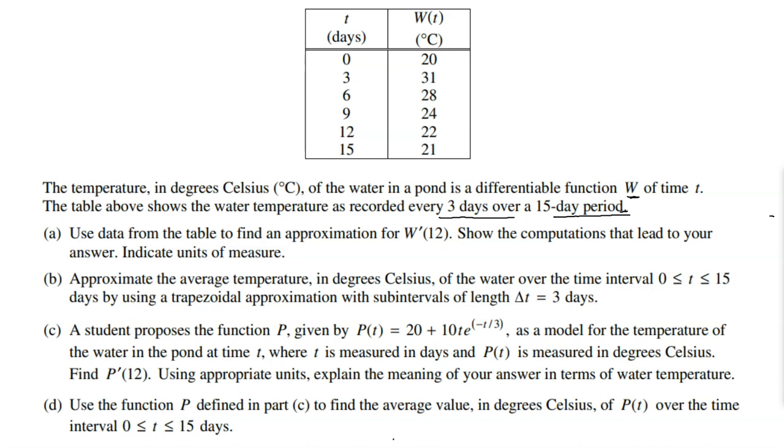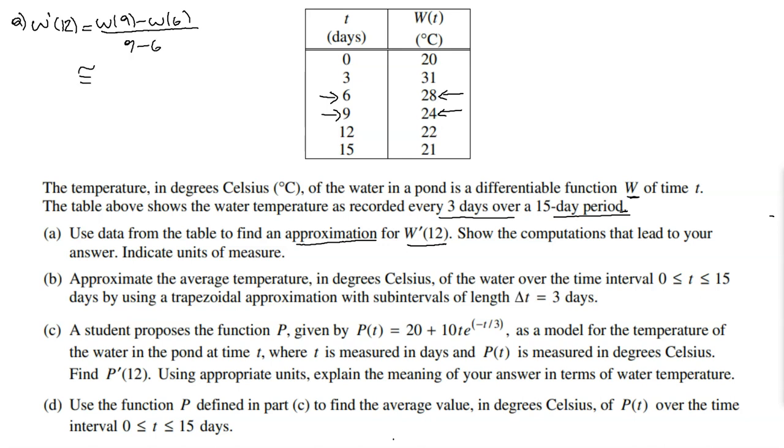In part A, it says to use data from the table to find the approximation. So basically we're going to approximate W prime of 12. We're going to try to approximate this rate of change on the 12th day. So W prime of 12 is going to be equal to, we're going to select any 2 days. For example, I'm going to select day 6 and day 9 and their corresponding temperatures, as you can see. So W of 9 minus W of 6, basically we're going to apply the rate of change, which is slope, divided by 9 minus 6.